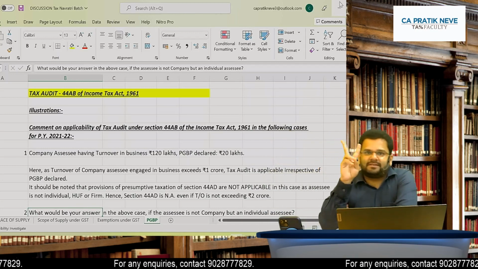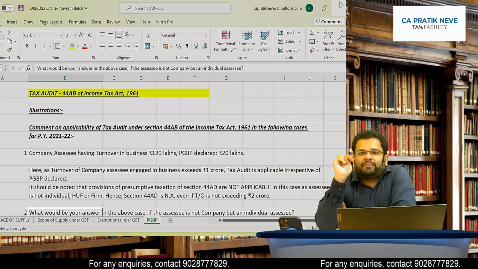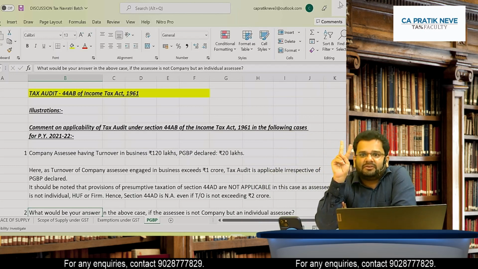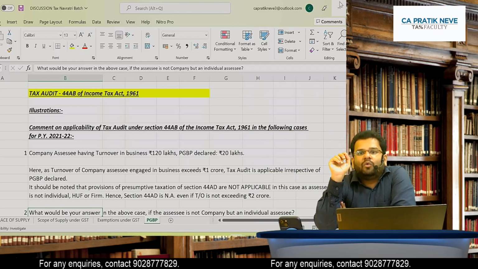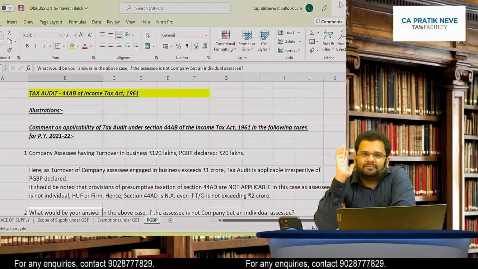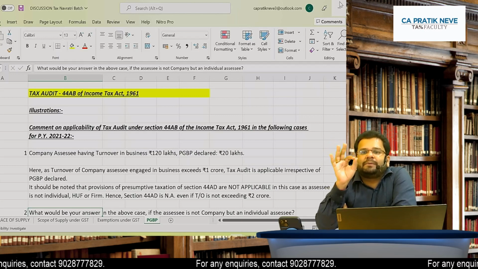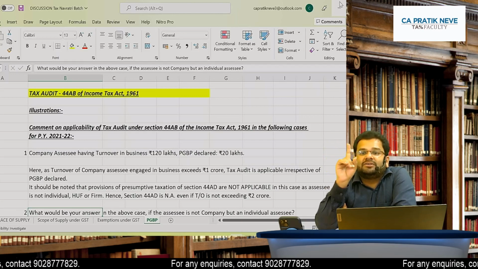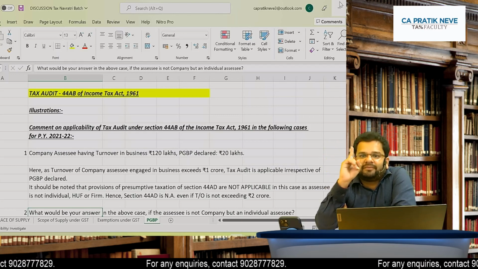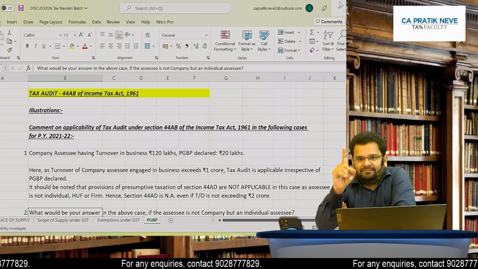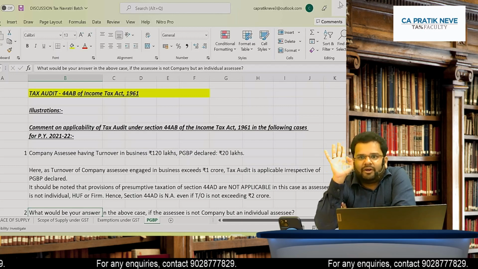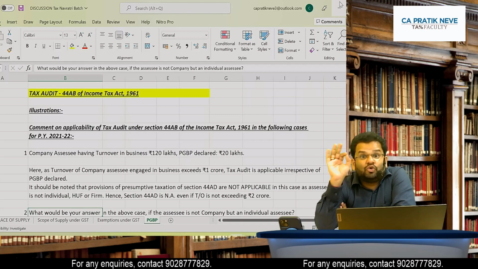There are two bases on which tax audit is applicable. How many bases? Two. One base is turnover. Usually tax audit is applicable when turnover exceeds 1 crore, not equal to 1. Agreed, all of you? That's the usual limit.